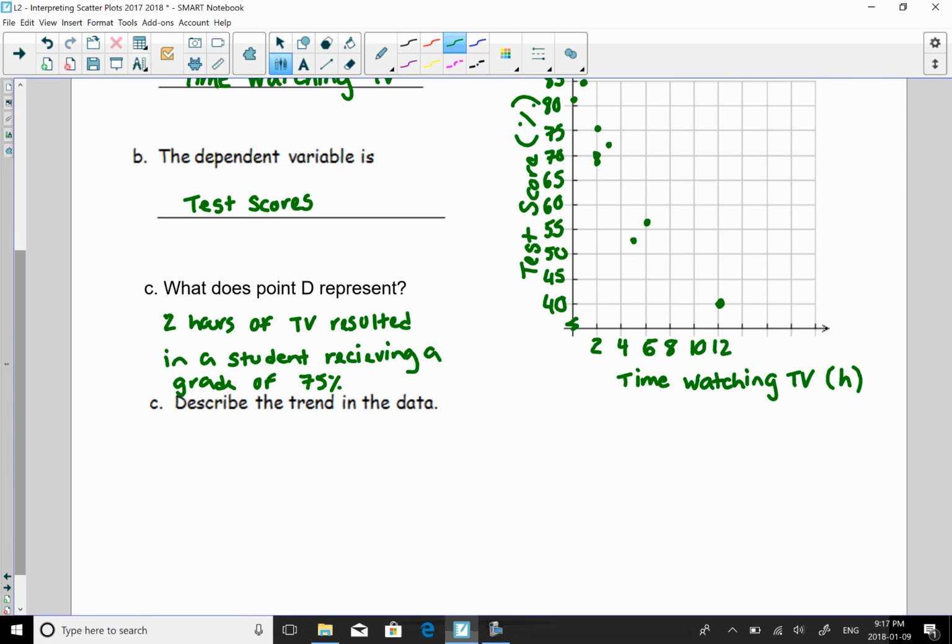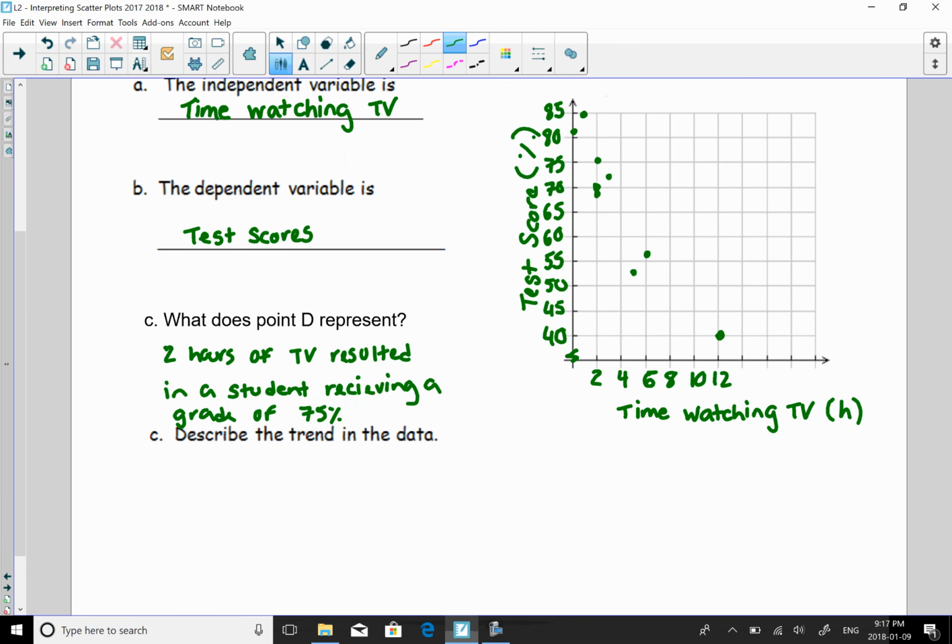So the trend, we always start with the x value, the independent. So as time watching TV increased, test scores decreased.